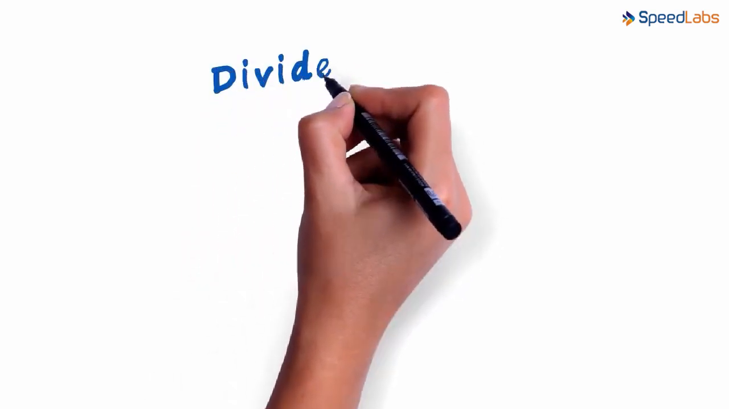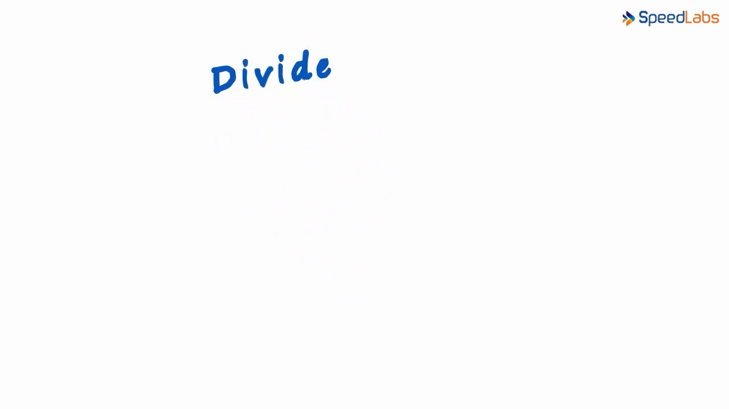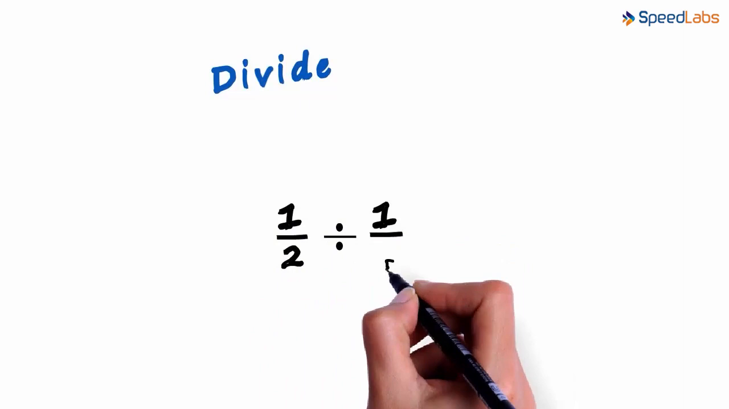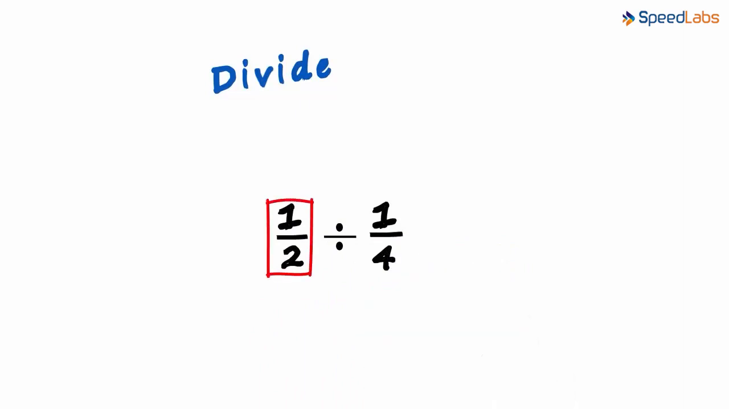Now we will see how we can divide two fractions. Let's try an easy one first. We try to divide 1 by 2 by 1 by 4. Fraction 1 by fraction 2. The steps for division are also very simple.